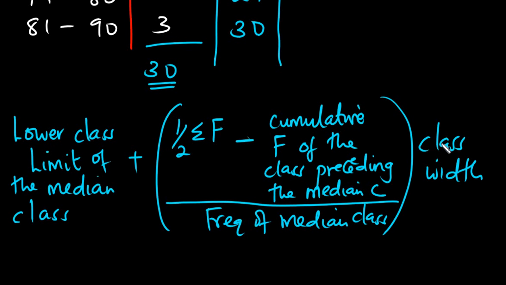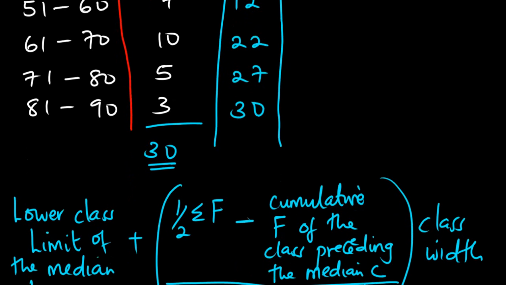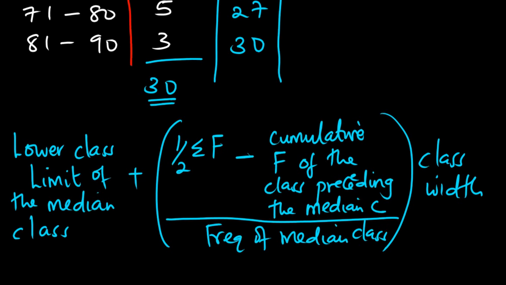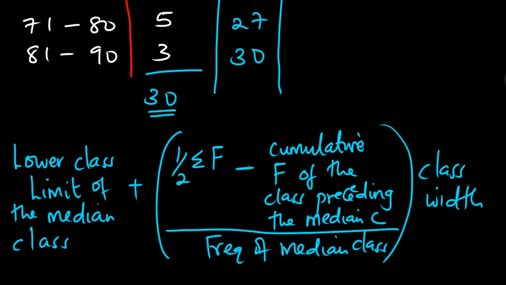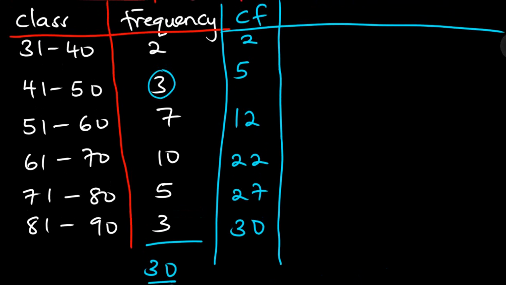I know the formula seems complicated, but as we move on, you're actually going to realize that it's a very simple formula. So let's start by getting the lower class limit of the median class. Or rather, before that, let's identify the median class. How do we identify the median class?